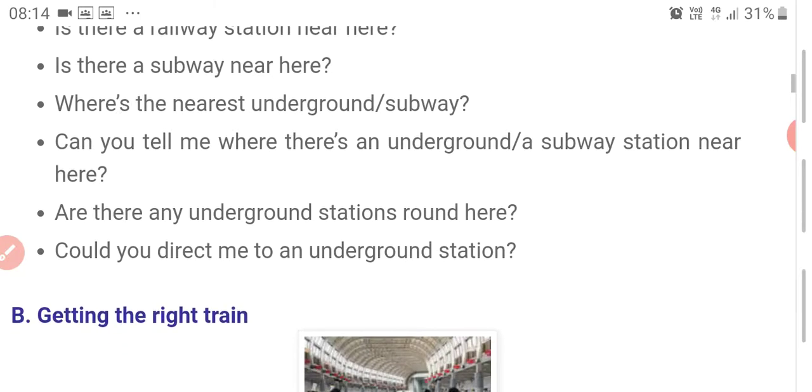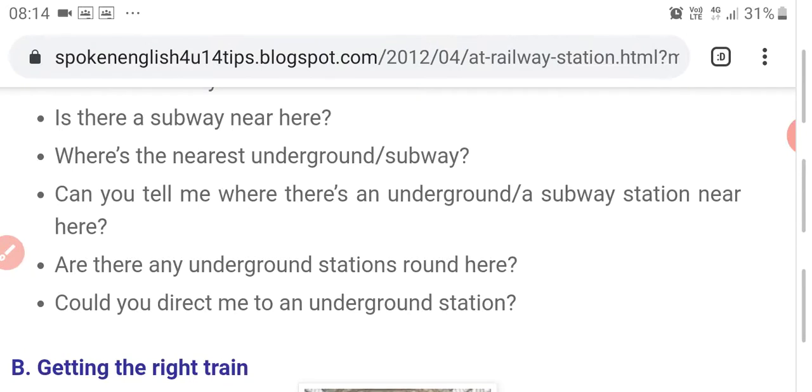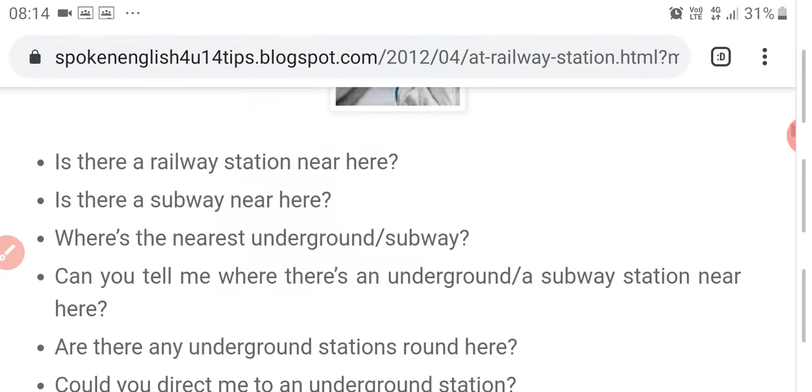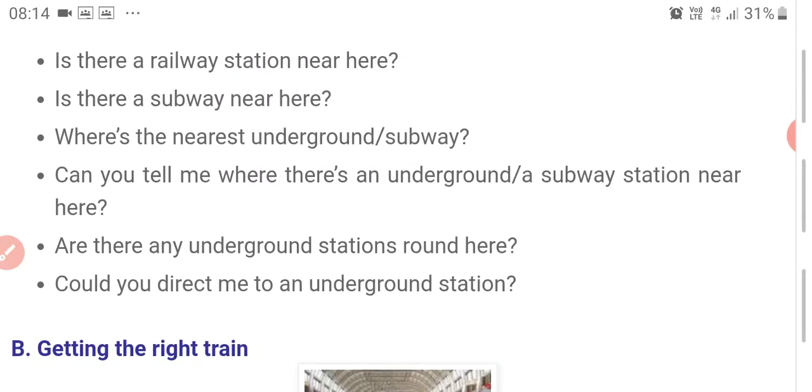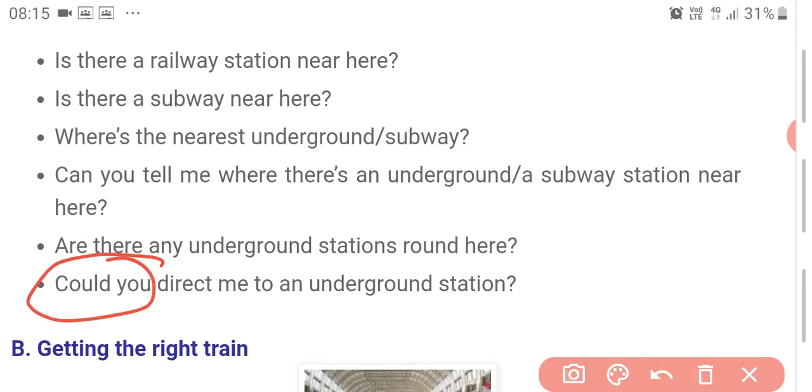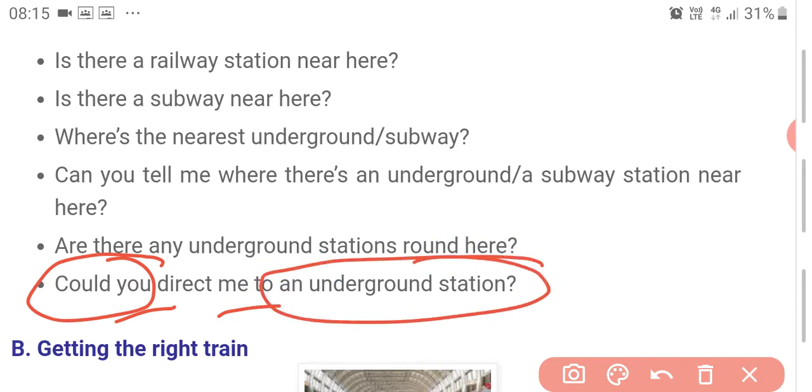Could you direct me to an underground station? If you are being very particular, you could use this. Could you direct me to an underground station? Please practice this.